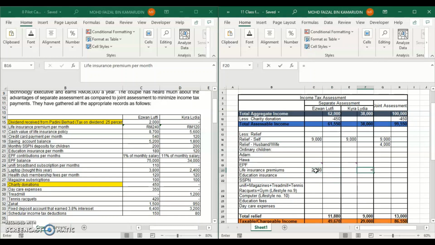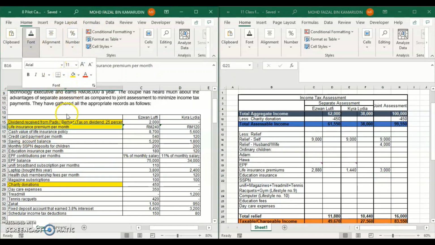And then same goes to Kyra. She's paying about 120 times 12, so 1440. No issue, you can take everything. Then for the joint, you add these two, so it becomes 4320. As I mentioned just now, we cannot take more than the maximum, which in this case is 3,000. So you just take 3,000. Okay, so we have settled this one.